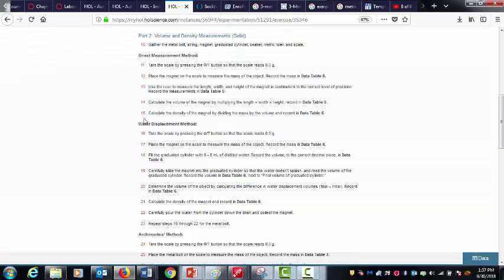The next way that we're going to determine the volume is through water displacement. So again, you will measure the mass of the magnet and record its mass in data table 6. Then you're going to place the graduated cylinder with water so it's at 6 to 8 mLs, and then record the volume to the correct decimal place. So if you can read the ones place on your graduated cylinder, you will estimate the 10th place.